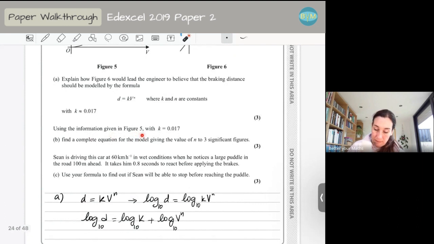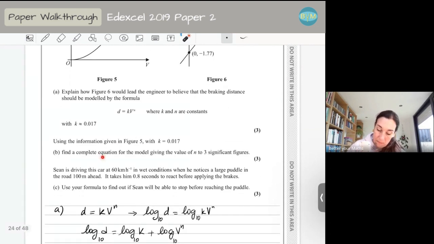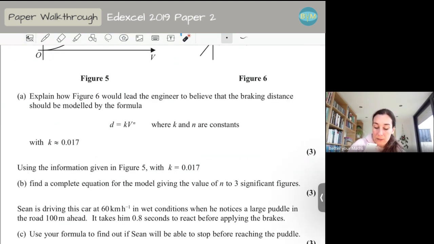Using the information given in figure 5 with k 0.017, find a complete equation for the model, giving the value of n to 3 significant figures. I know it's confusing because you have lots of letters and they are not x and y, but this is a variable, and this is a variable. Those are your x and y, while the n and the k are constants that don't change. So when they ask us to find the model, what they are asking is to find the constants, because the variables change all the time.